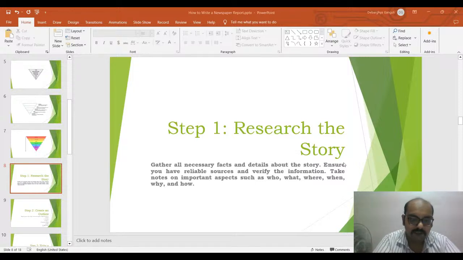First thing is research. You need to research the story very thoroughly. That is, you need to gather all your facts and details properly. You have to ensure that your sources are reliable. You have to verify the information, take notes on the important aspects such as who told you, who did it, what happened, where did it happen, when did it happen, why did it happen, and how did it happen. So you have to be very clear about these aspects.